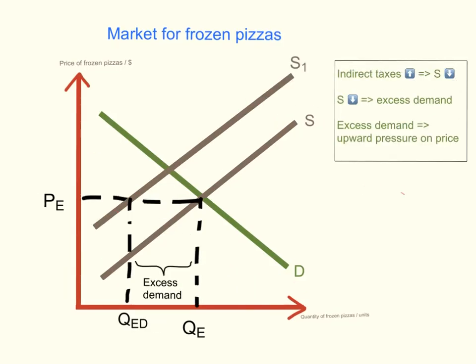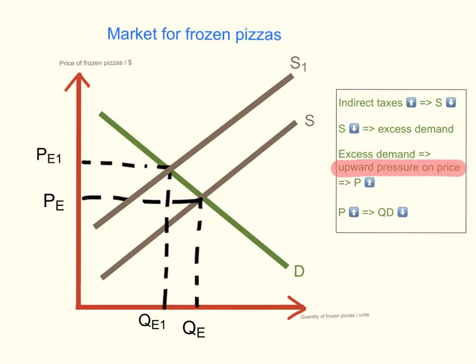Now, what about the situation where there's a decrease in supply? Assume, for example, the government has decided to impose an indirect tax on the producers of frozen pizzas. This decreases supply, and the supply curve will shift to the left from S to S1. Again, because price takes a while to adjust, there will be a period where there will be excess demand in the market. QED will be the new quantity supplied, but QE will be the quantity demanded because the conditions of demand haven't changed. Now, whenever there's excess demand, whenever there's a shortage, this exerts an upward pressure on the price.